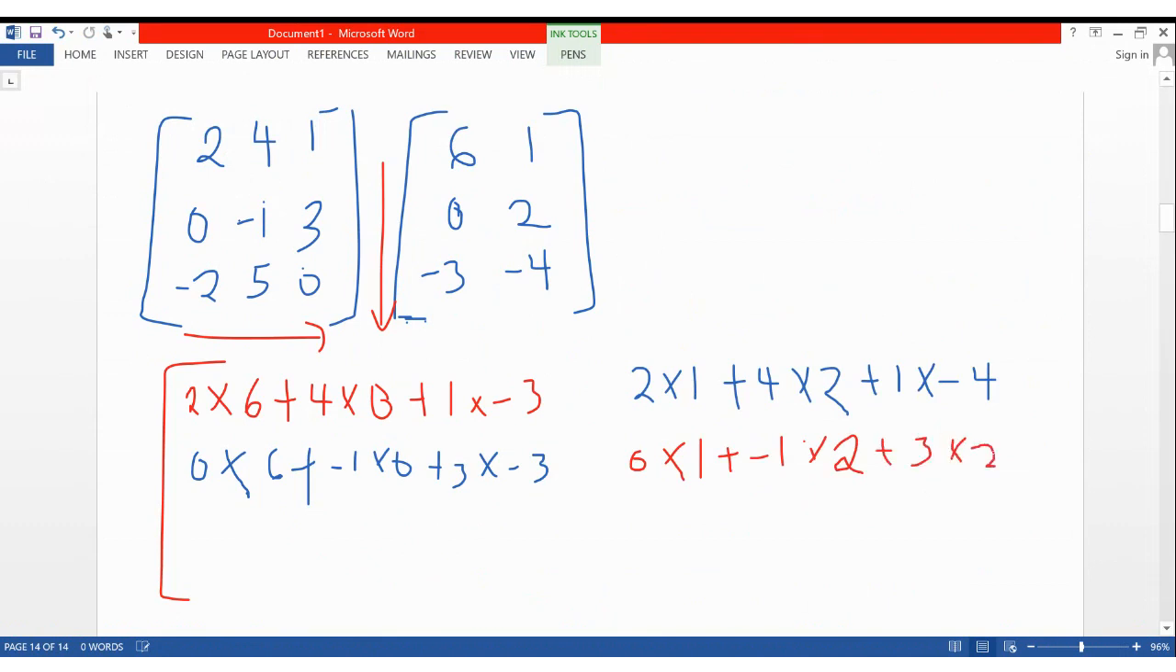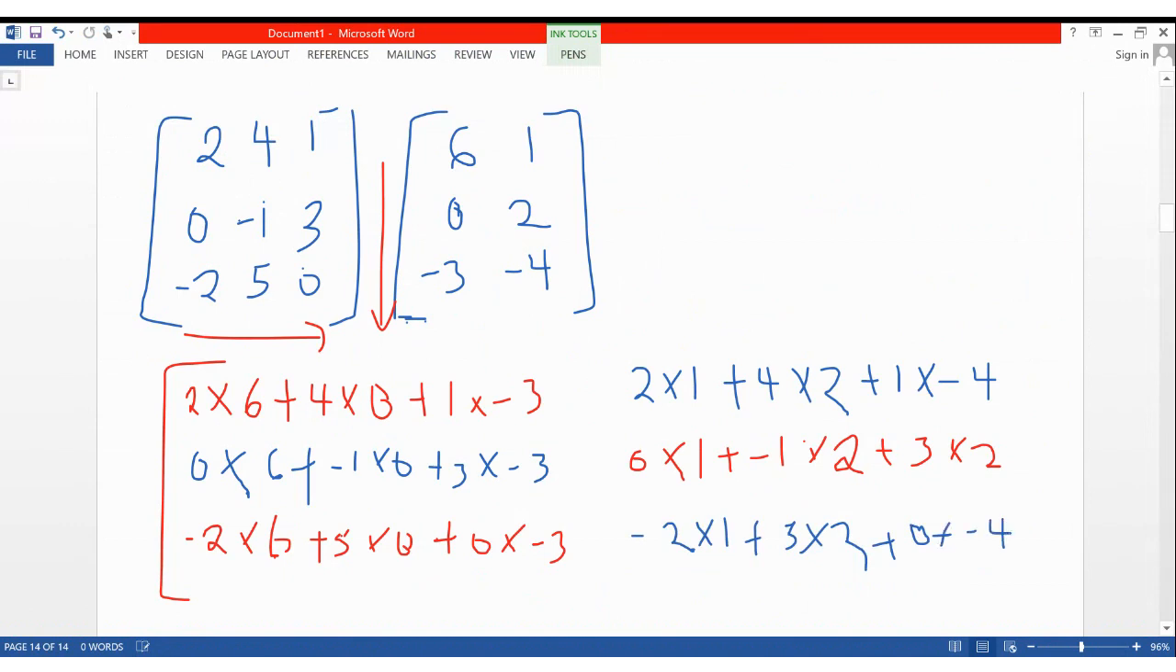Then this other one, I'm in the final column, I'll have negative 2 times 6 with the first column, last row with the first column, plus 5 times 0, and then plus 0 times negative 3. And then now the final one here, I'll have the last row of the first matrix with the second column, that is negative 2 times 1 plus 5 times 2 plus 0 times negative 4.